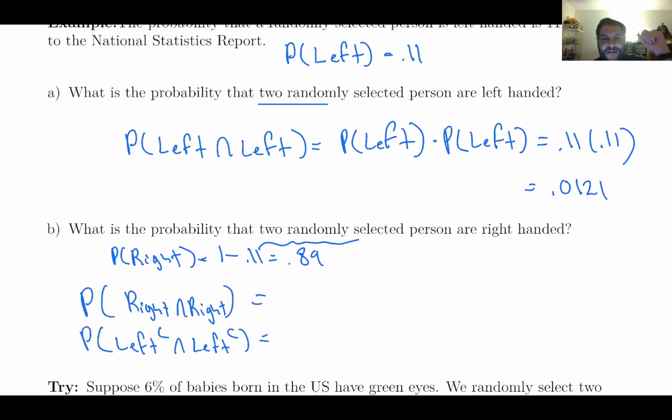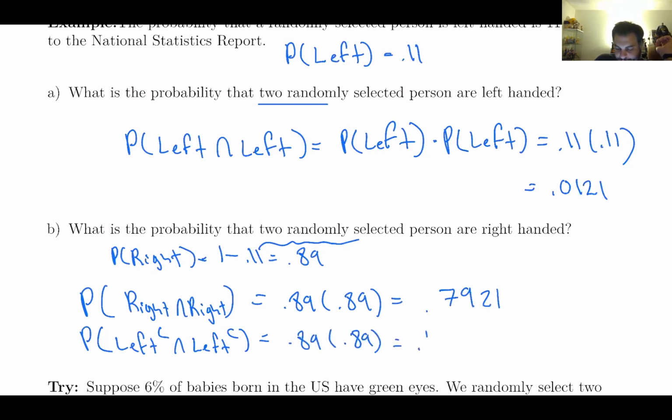So now if I want to find the probability that if we randomly select two people, those two people will be right-handed, all I have to do is take 0.89 and multiply that by 0.89. Let me just double check your answer to make sure that you did it correctly. Cool, perfect. You should get 0.7921, and that's your answer for B. Any questions in regard to B?